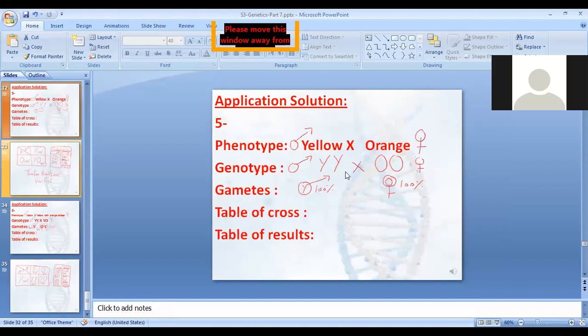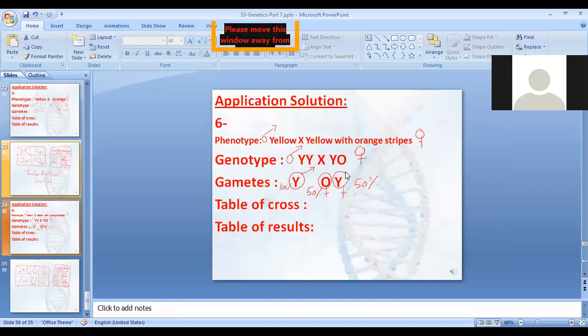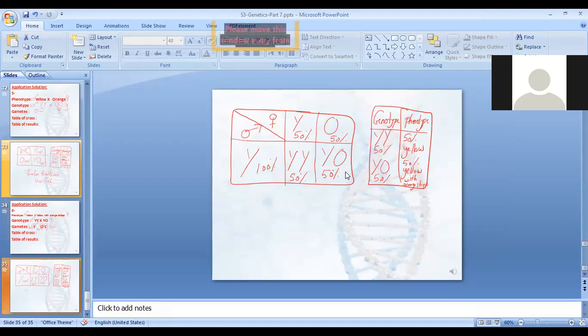So here, YY crossed with YO. The gametes: YY gives only one type of gamete, which is Y, 100%. YO gives two, 50% Y and 50% O. In the table of cross, the female gives Y and O, and the male gives only Y. So YY 50% and YO 50%. So 50% will be yellow, and 50% will be yellow with orange stripes. This is the prediction of the results.